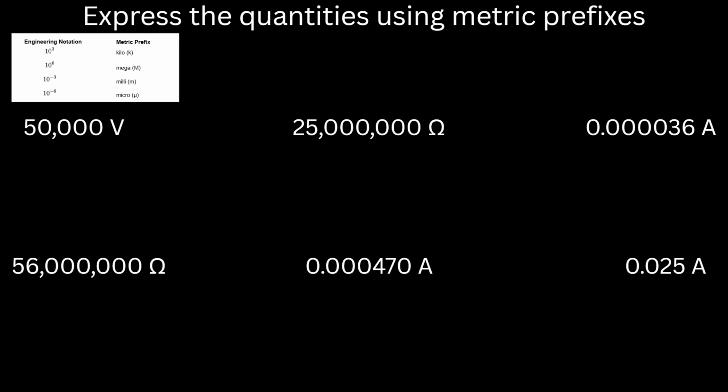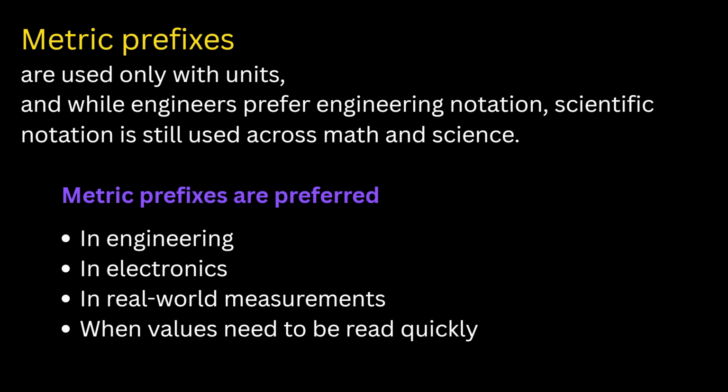We'll practice converting electronics values into metric prefixes to make large numbers simple and readable. And now the metric prefix. This is only used with units, and while engineers prefer engineering notation, scientific notation is still used across math and science, but the metric prefix.